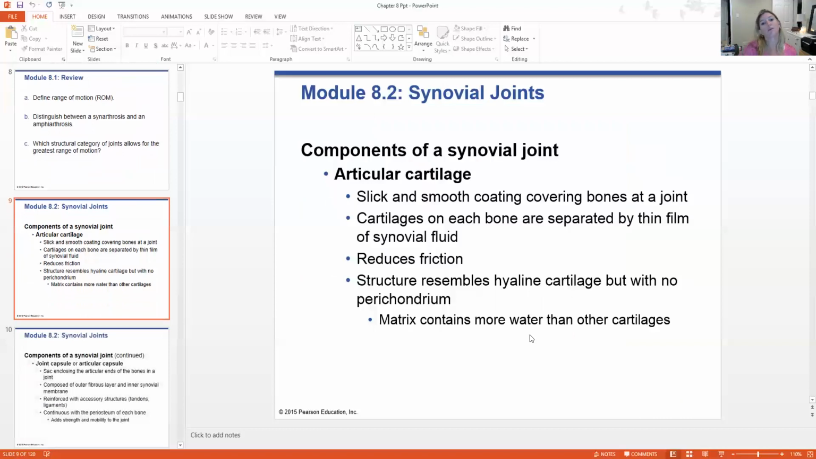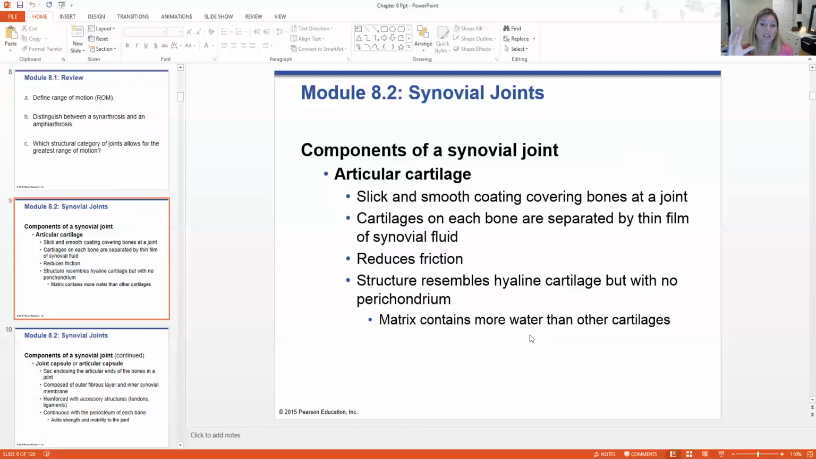Synovial joints. There are several parts of a synovial joint because synovial joints are highly movable. There are lots of things involved in them to keep them stable and protect them. One is articular cartilage. We mentioned articular cartilage briefly in the last chapter. It's basically the slick, smooth covering on the ends of our bones. The cartilages at the ends of each bone is also separated from each other by a thin area of synovial fluid. The synovial fluid and the articular cartilage are there to reduce the friction between bones.